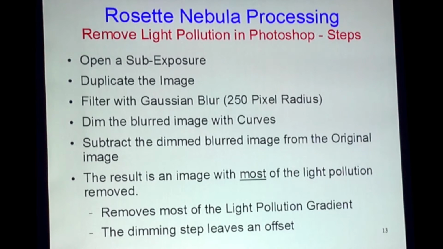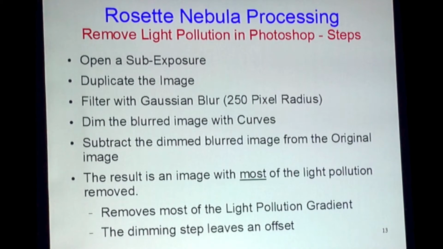Okay, so the summary of what it takes to extract this image from the light pollution is you open a sub-exposure in Photoshop, or in ImageJ when it gets to be reasonable. You duplicate the image, so now you have a copy of the original image. In the copy, you do a Gaussian blur with a 250 pixel radius. Now that number is not magic, it can be somewhere in that vicinity, but you want it a big number, so it can average out things without starting to clip the gradient in the light pollution itself.